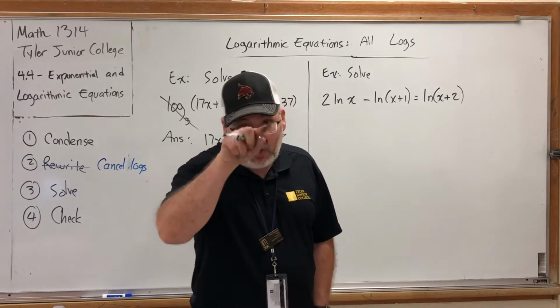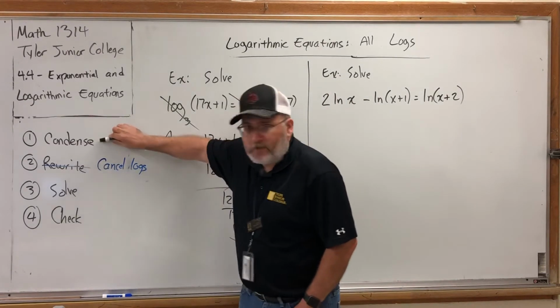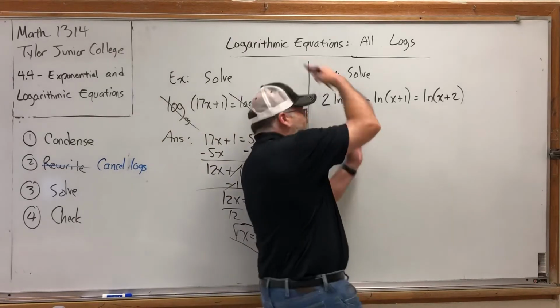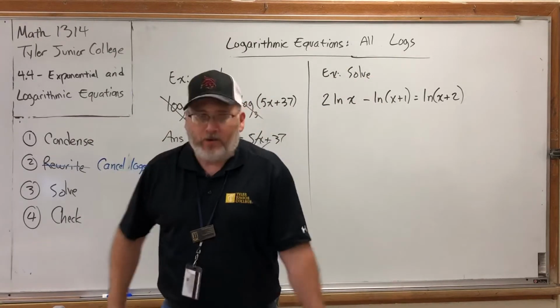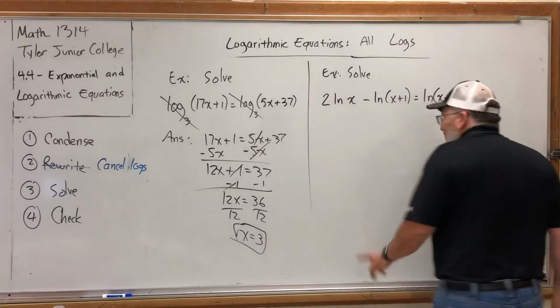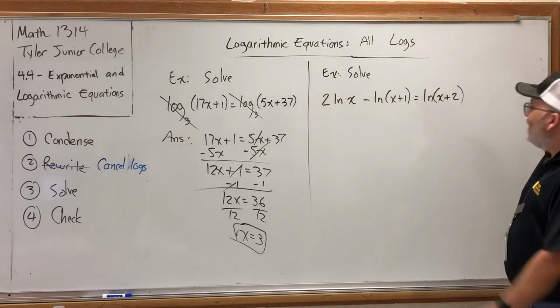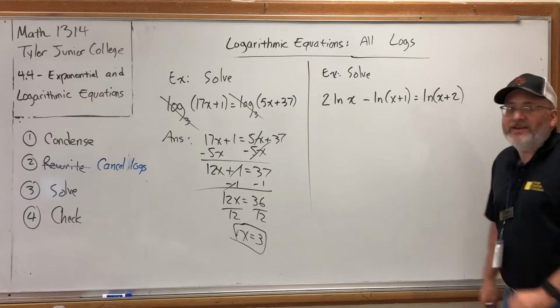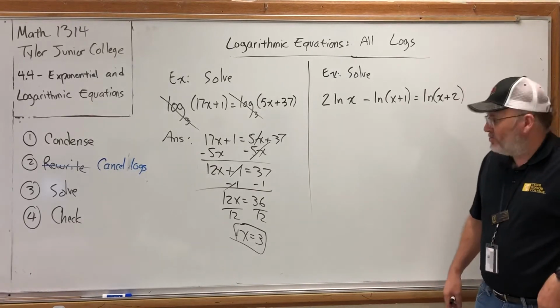Don't cancel the logs. Don't skip this first step. If you go, cancel all the logs, it's wrong. End of story, no credit. Don't cancel until you have one log on both sides. I've got one log on the right, it's the left I need to condense. But the condensing here isn't that hard.